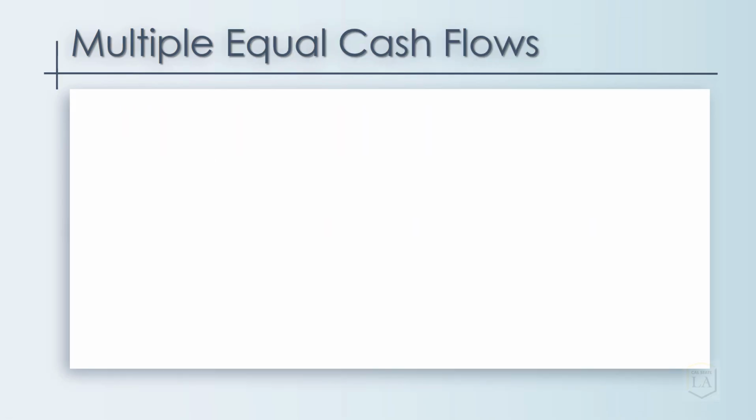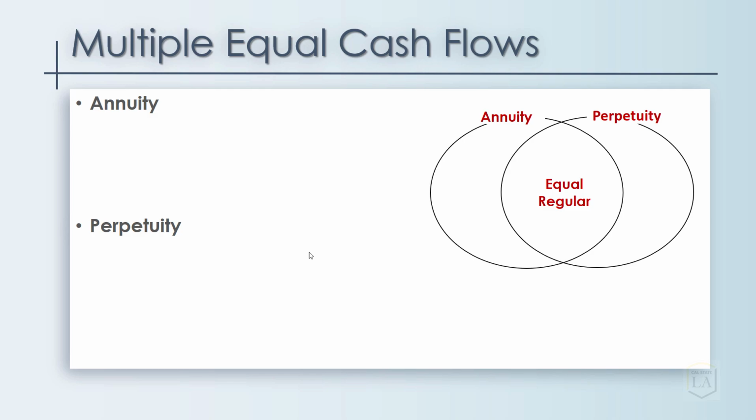Now let's move on to multiple cash flows with equal cash payments. There are two types of multiple equal cash flows. One is annuity and the other one is perpetuity. The similarities and differences between annuities and perpetuities would be: both of them, as the name suggests, involve equal and regular cash payments. And the difference between the two is that one has a finite time schedule and the other has, as the name suggests, a perpetual time period.